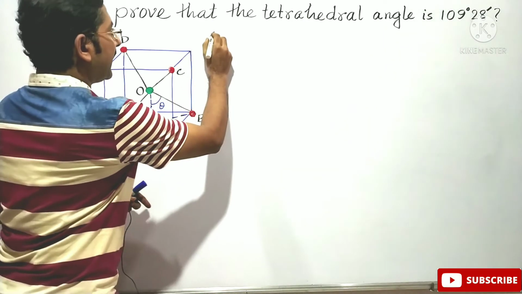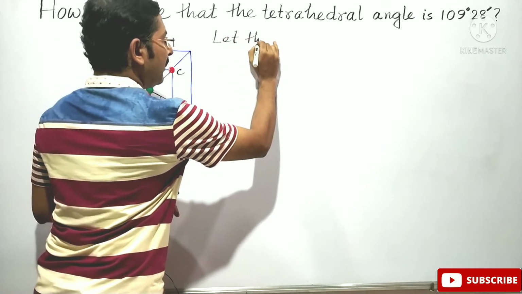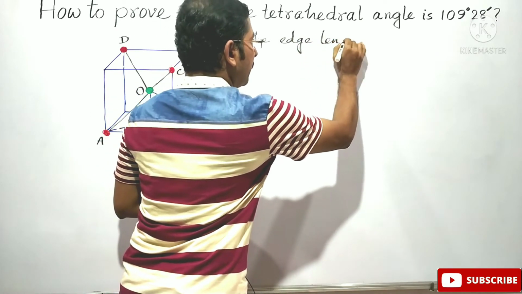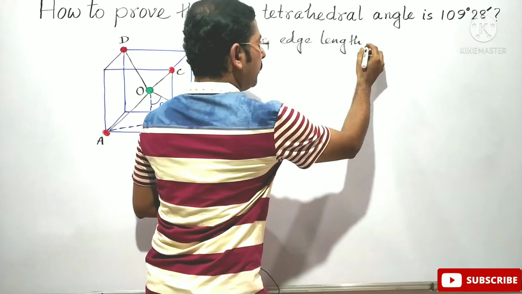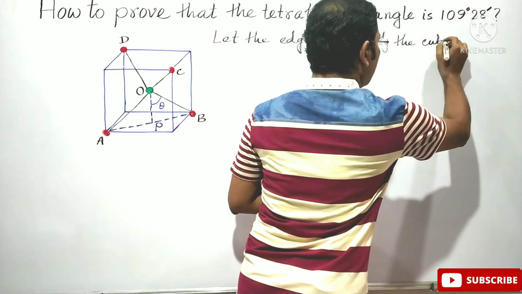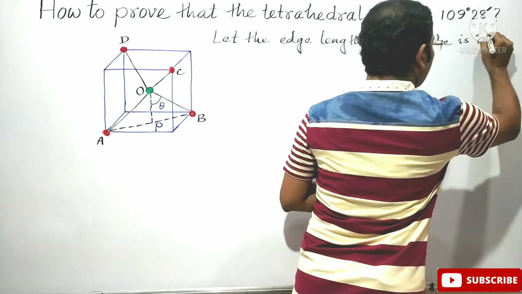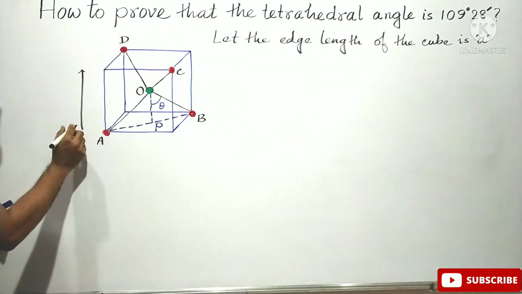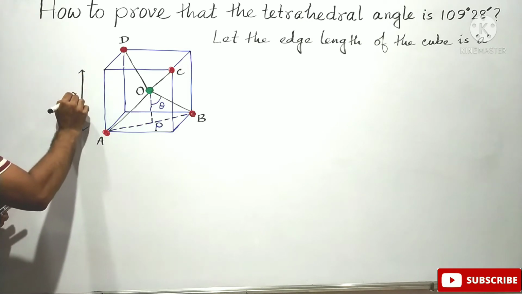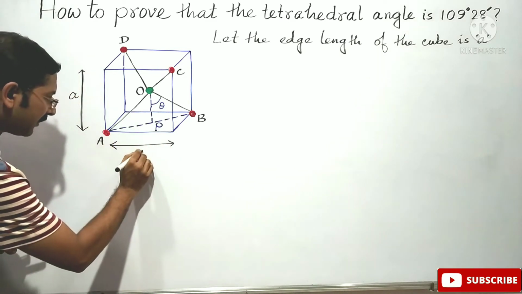Now firstly, suppose the edge length of the cube is A. So this length, this one is A, or we can say this length, this one is of course A.